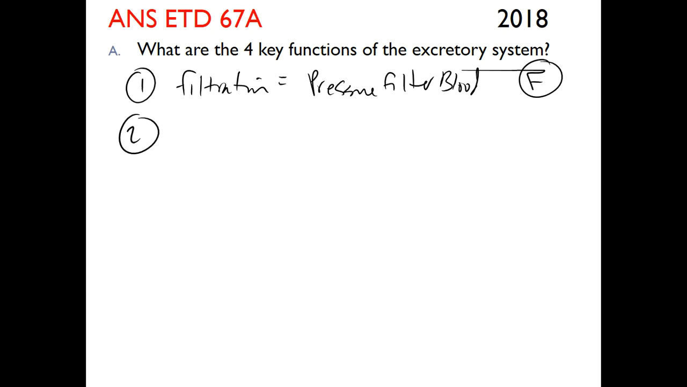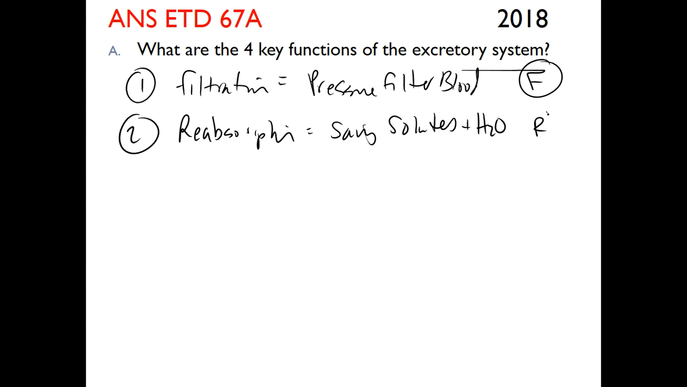Second thing that it's going to do, of course, is you kicked out some good stuff, so you want to reabsorb it. That's reabsorption. And reabsorption is all about saving these lovely things called solutes, sugars, amino acids, salts that are necessary for your body, and the most precious thing of all, water. So we're going to use a big R for reabsorbing, saving the solutes, right?